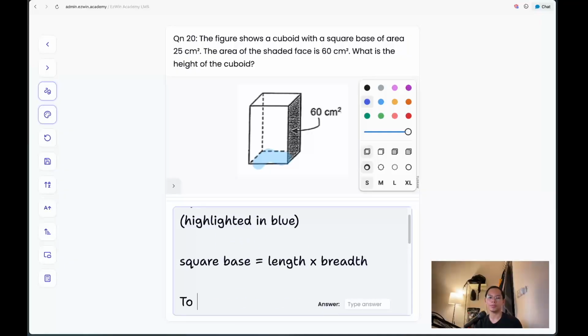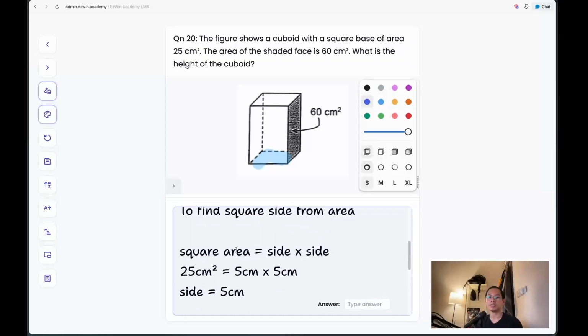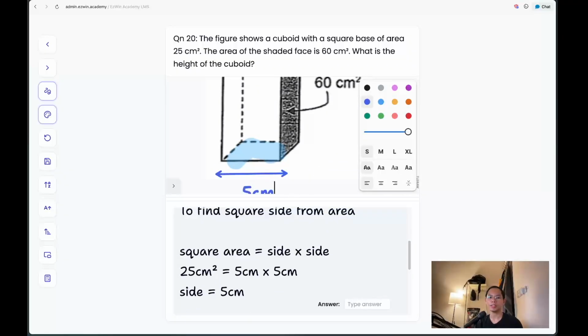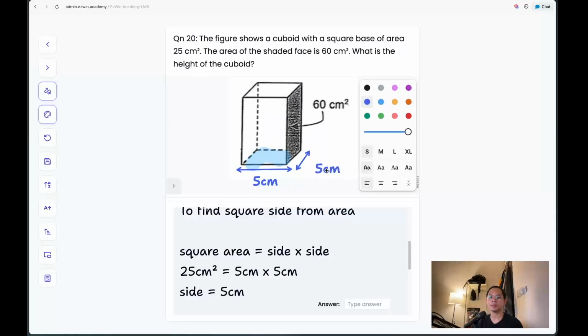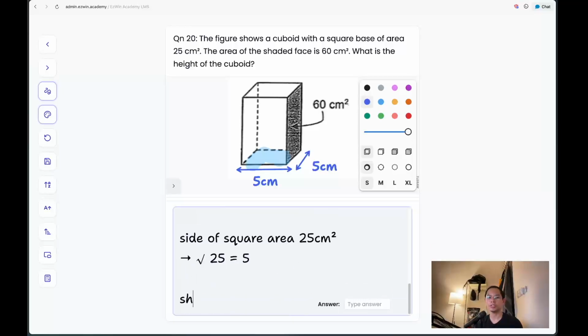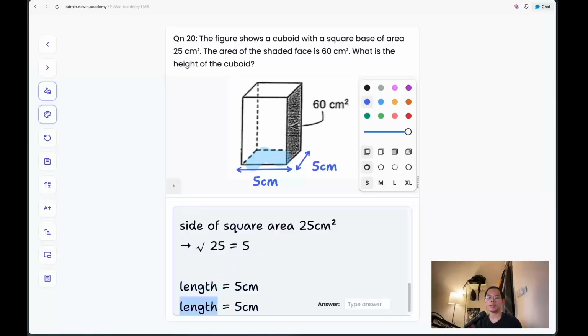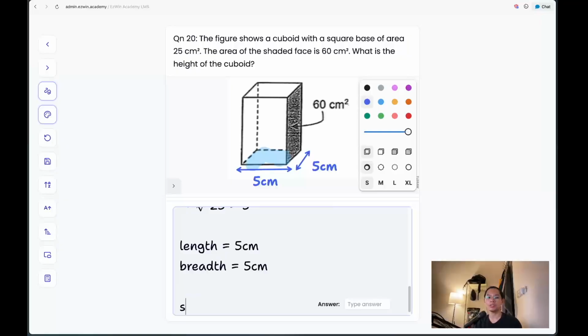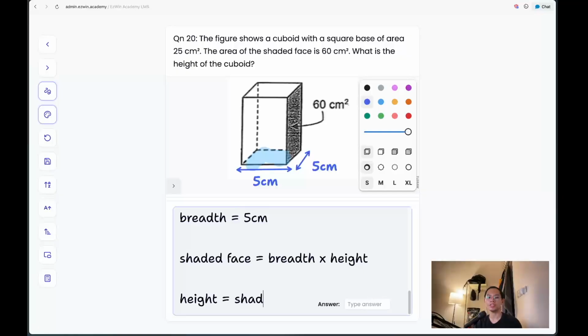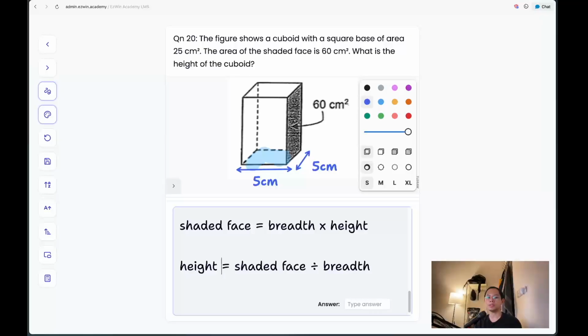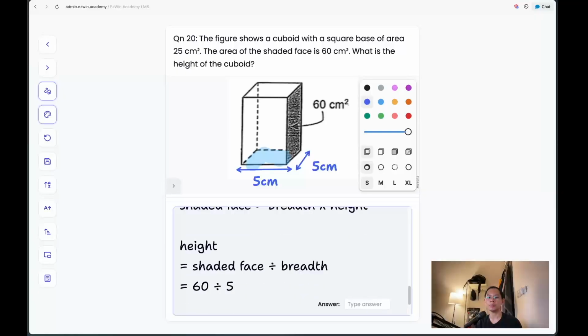All right. Find square side from area. Okay. So now we know that this is 5 centimeters. So let's zoom this in. This is 5 centimeters over here. And this is 5 centimeters. Okay. So we know that the shaded face. Okay, so I will say length equal to 5 cm. Let's put this first. Length is equal to 5 cm and breadth is equal to 5 cm. So the shaded face is basically breadth times height. Okay, so to get the height, we'll just have shaded face divided by breadth. Since we know the shaded face, which is 60, and we divide it by 5, in this case, will be equal to 12 centimeters. So the height for this is 12 centimeters.